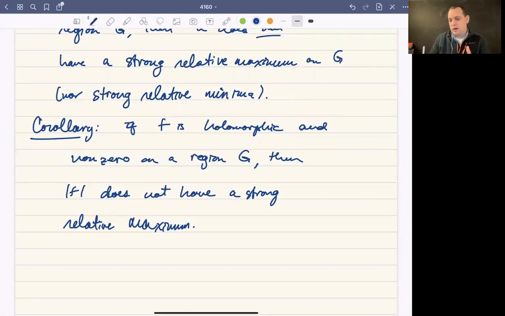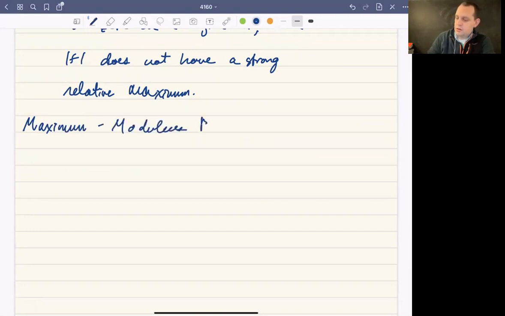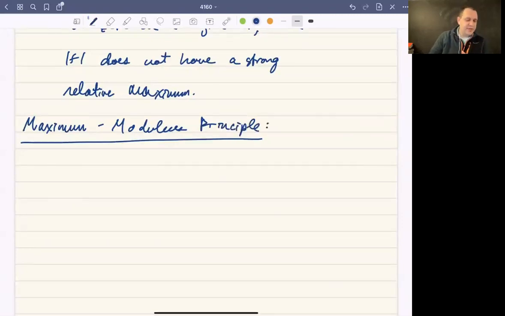So here's the missing piece. Here's the thing that I wanted to add. There's what's called the maximum modulus principle. Basically what it says is that if you have a holomorphic function, then it's going to attain its maximum and minimum values on the boundary.